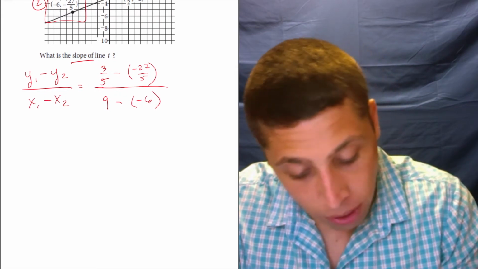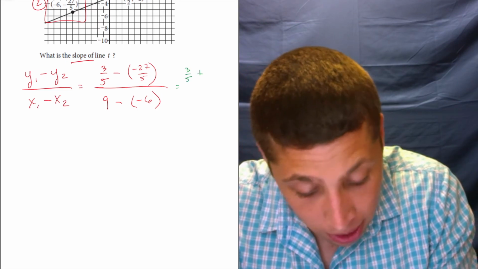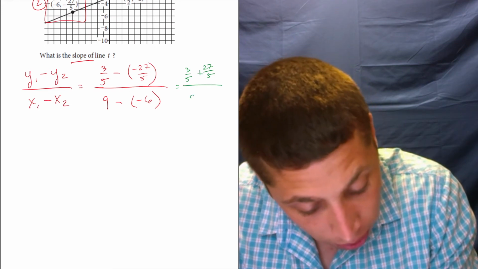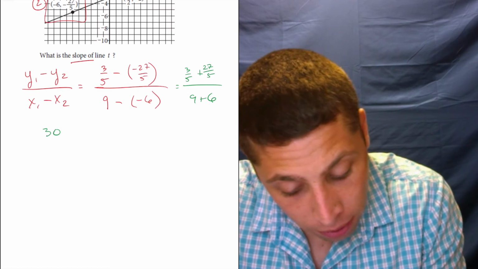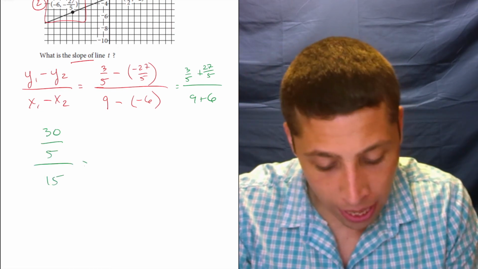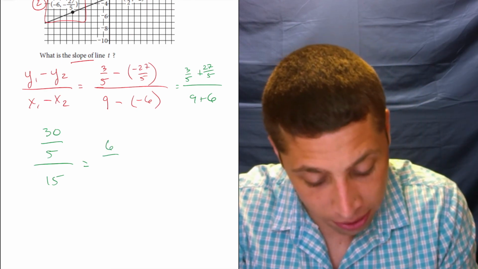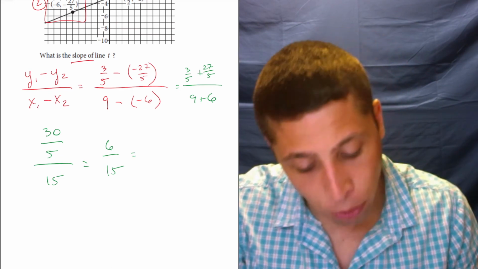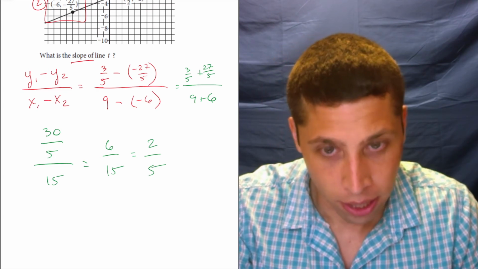So this is going to be 3/5 plus 27/5, over 9 plus 6, right? Get rid of those double negatives. So that's going to be 30/5 over 15. And this is lucky, I can just reduce, right? So 30 divided by 5 is 6. So 6 over 15, we should really reduce that fraction. Both of those numbers are divisible by 3. So 2/5 is the answer, and that is the answer.